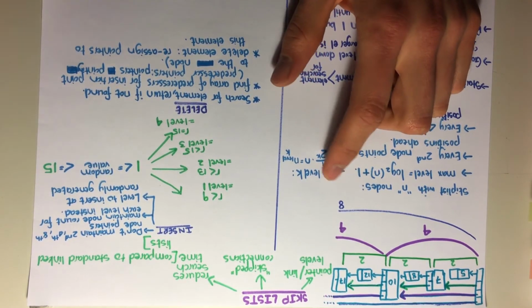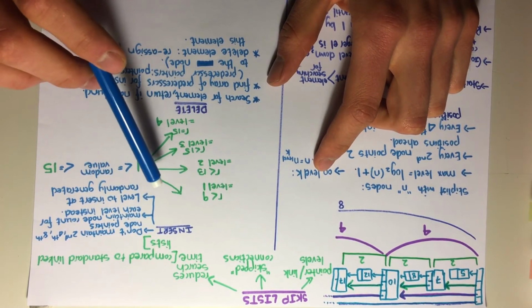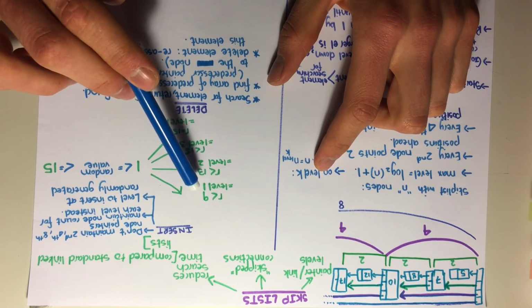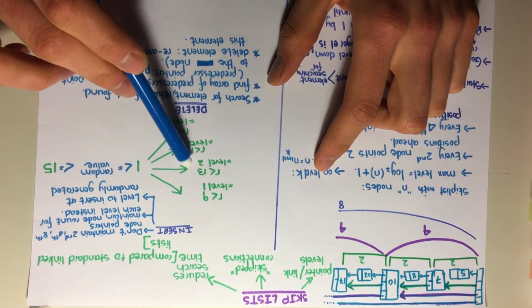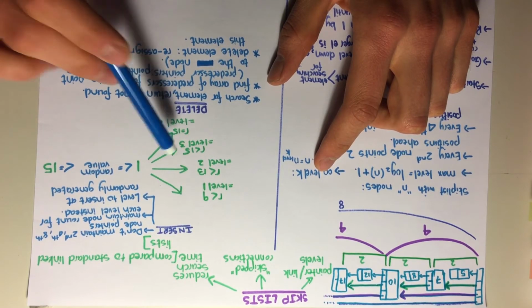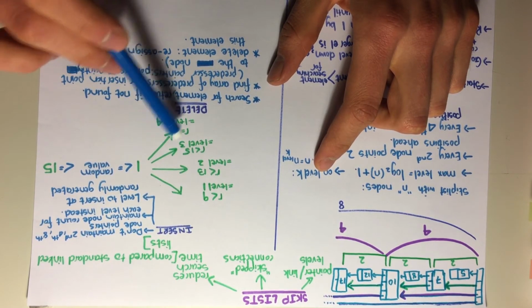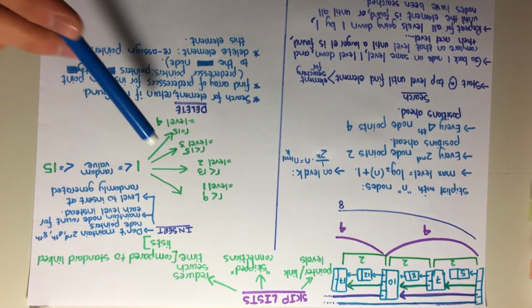So what does this mean? Well, we choose a random value between 1 and 15. And then we say, okay, well, if that number is less than 9, then we insert that element on level 1. If it's between 9 and 13, we go level 2. If it's between 13 and 15, we go level 3. And if it's equal to 15, we do the top level. So that is how the insert works.